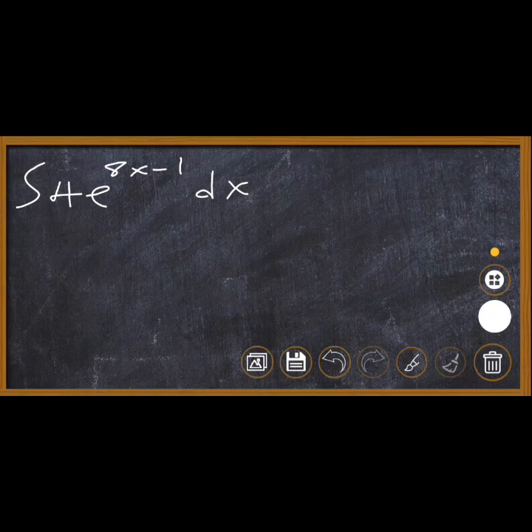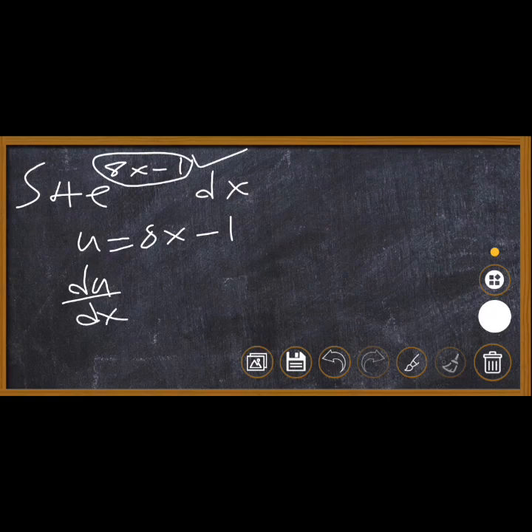So you let the given algebraic expression in the integral be u. The algebraic expression you have here is 8x minus 1. So let's say u equals 8x minus 1. In this case, let's differentiate this. We have du over dx equal to, what is the differentiation of 8x? Of course, it's 8. So we cross multiply, and we have 8 dx equals du.